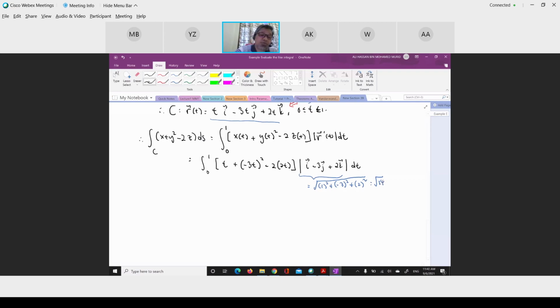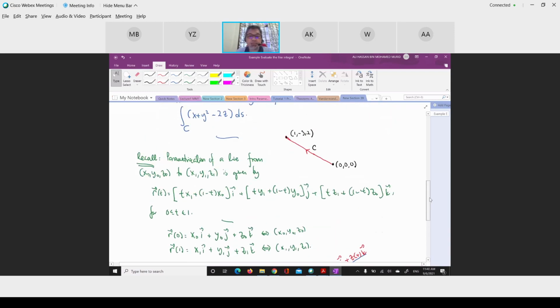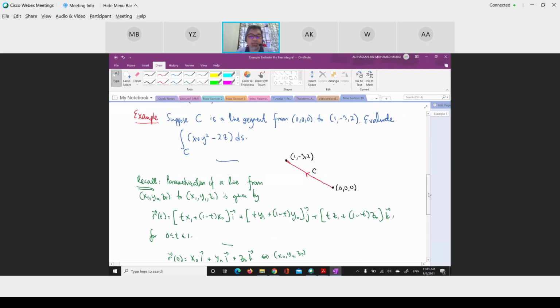So we can pull this constant square root 14 outside the integral. And the bracket term simplifies to t plus 9t squared minus 4t. I'm sure you can evaluate this easily. Please convince yourself that the value is 3 times square root 14 over 2. Any question? So that is an example of evaluating a line integral over a curve C in 3D space.